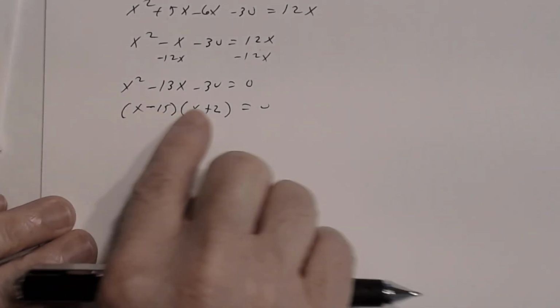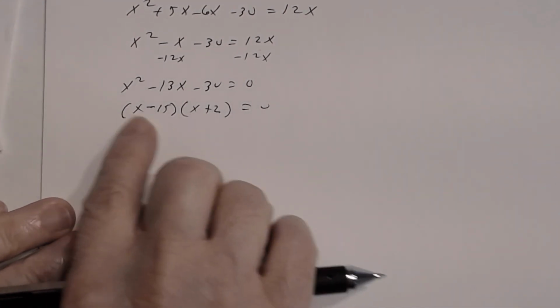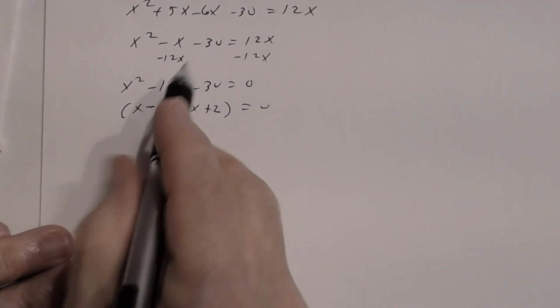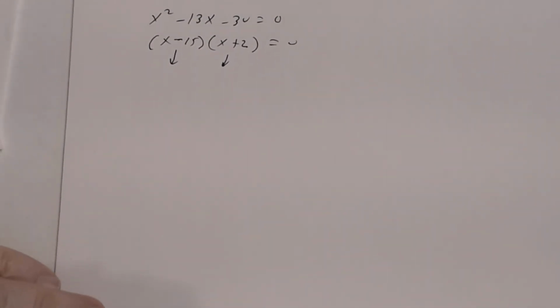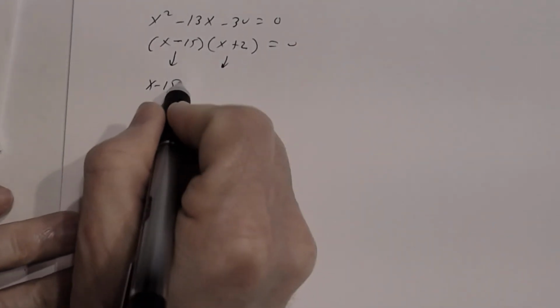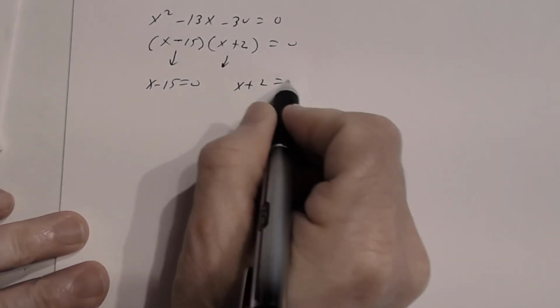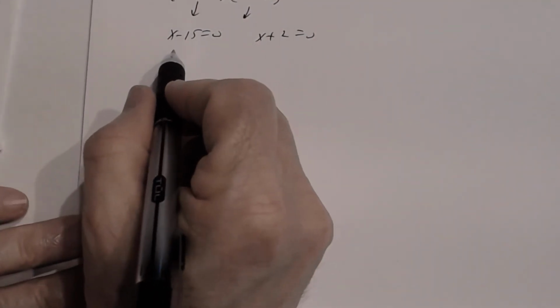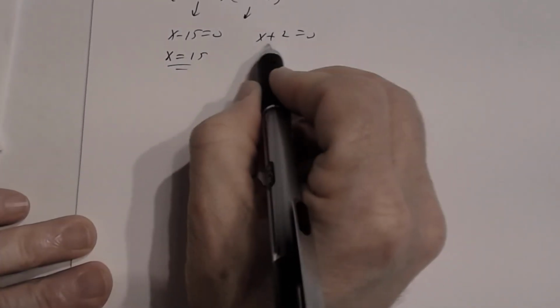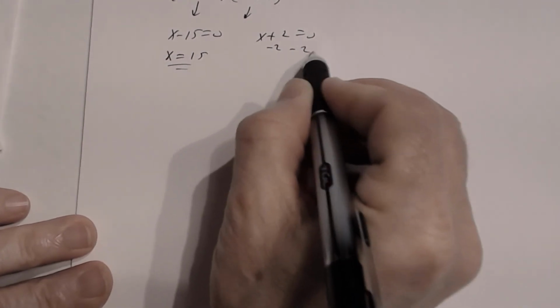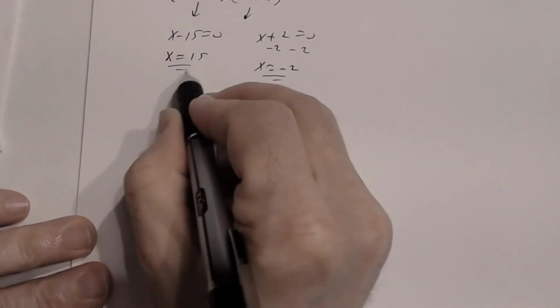And so now that I factored this, I can use the zero factor property. So I'm going to set each of these factors equal to 0. I get x minus 15 is equal to 0, and then x plus 2 is equal to 0. So I have these two linear equations. If x minus 15 equals 0, to get x by itself, I'm going to have to add 15 to both sides, so I get x to be 15. Over here, I'm going to have to subtract 2 from both sides, and so I get x to be negative 2.